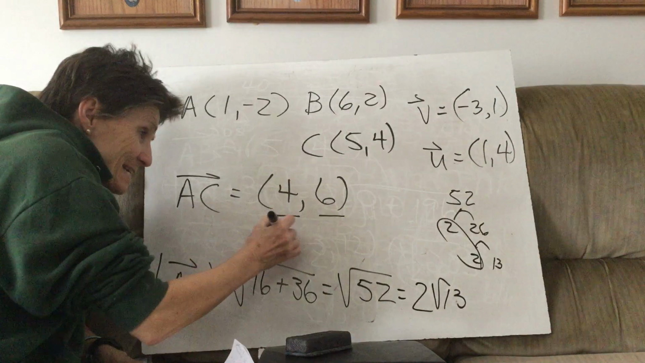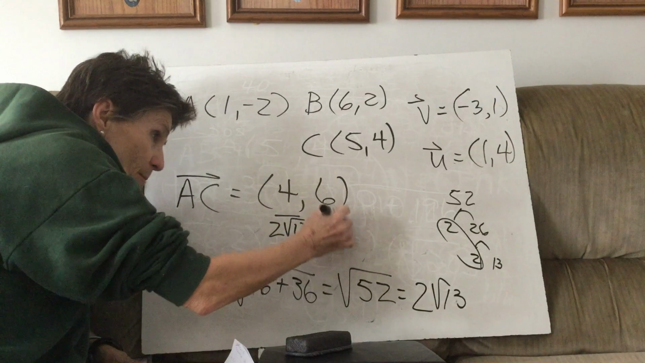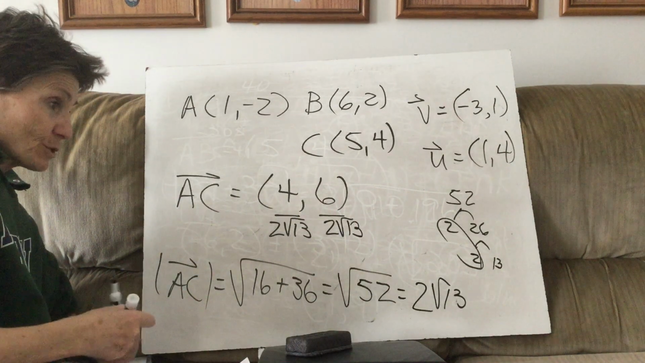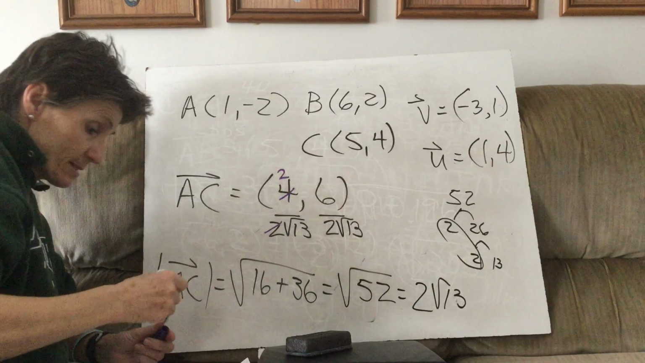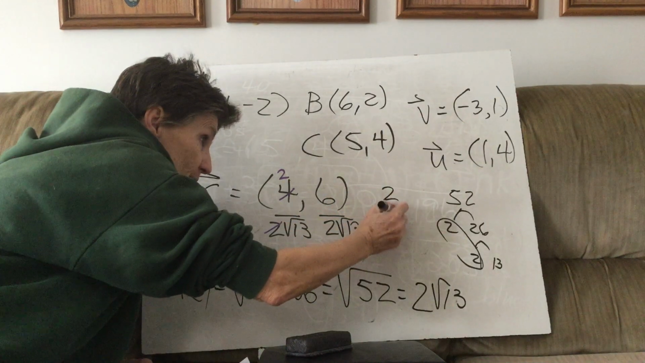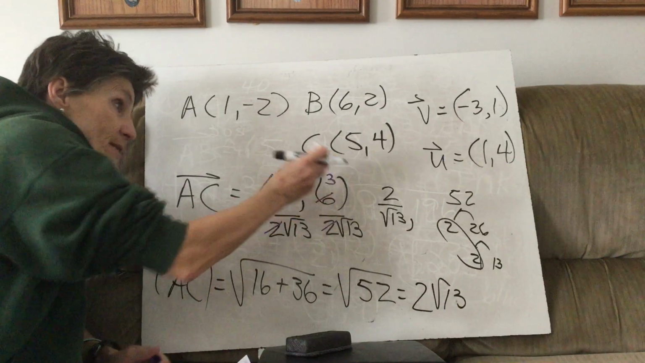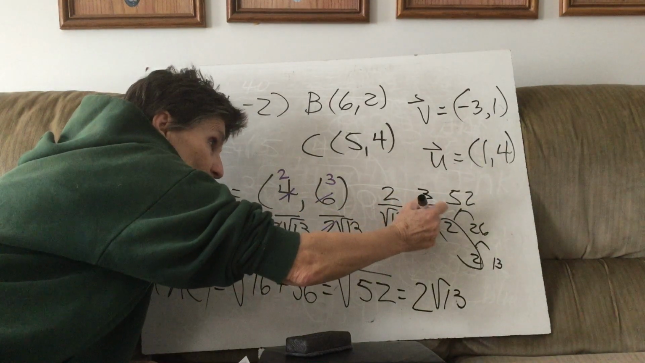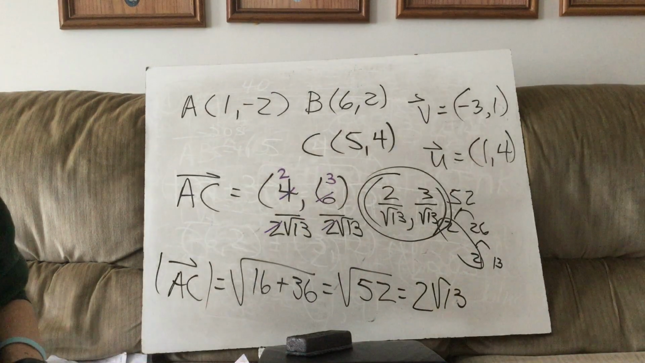So we're going to divide each of these coordinates in the original vector AC by 2 root 13. And then we're going to reduce. 2 goes into 4 twice, so that leaves us with 2 over root 13. And 2 goes into 6 3 times, so that leaves us with 3 over root 13. And that is the answer to the question.